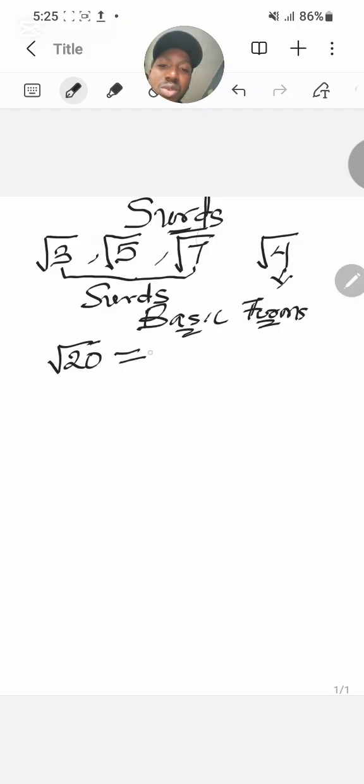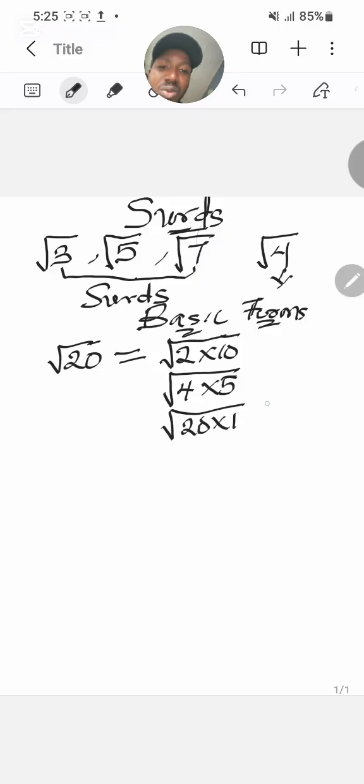I'm going to be looking for factors of 20. By factors of 20, I mean numbers that give me 20 when I multiply them, but one of those numbers will be a perfect square. So for instance, square root of 20 is the same thing as 2 times 10. Square root of 20 is also 4 times 5. Square root of 20 is also 20 times 1.